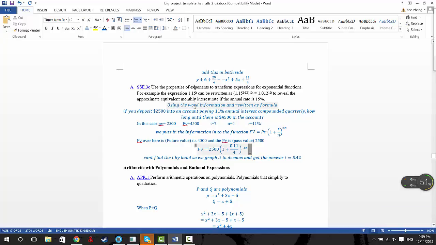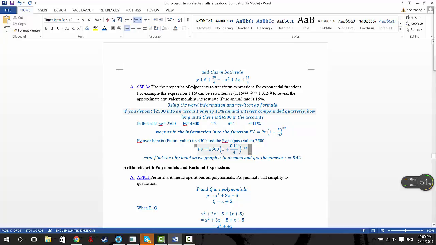Okay, so using the word information, we write the formula. In here, they're going to give you some information in words, and you must transfer it into the formula and write out the information they have given you. So okay, write this formula.